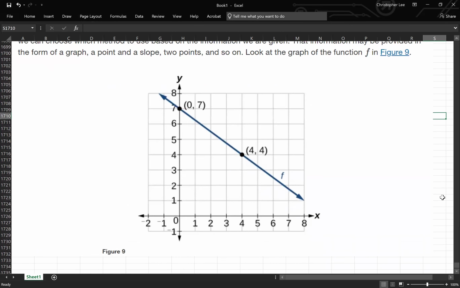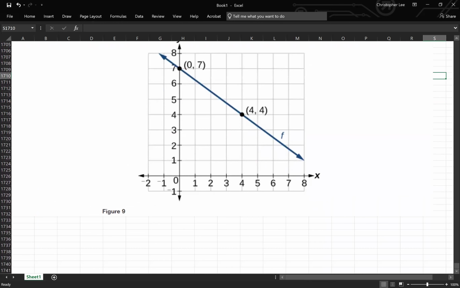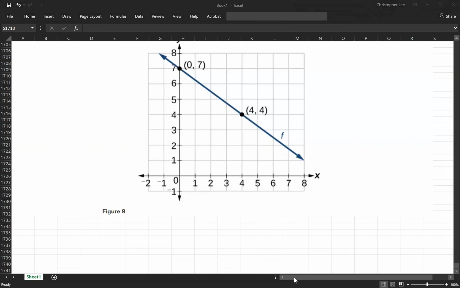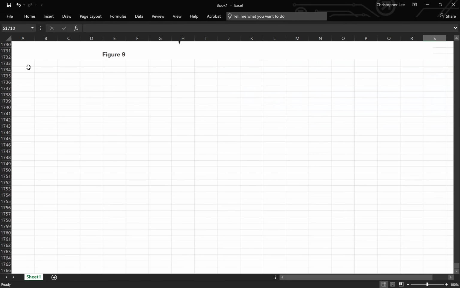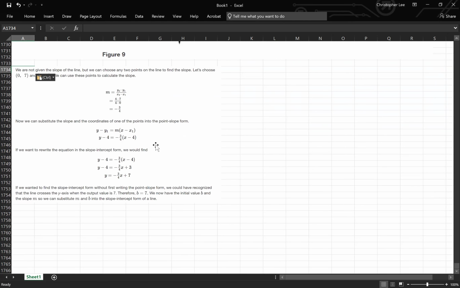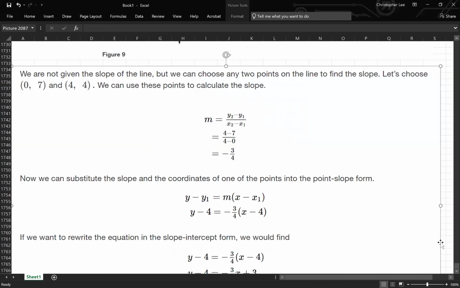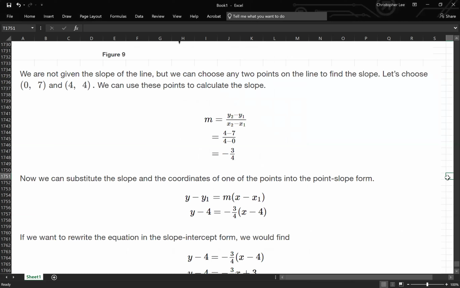All right, let's go through it. Even though y'all know exactly what's going to happen, it's the same thing. We're not given the slope of a line, but we can choose any 2 points on the line to find the slope. Any 2 points, doesn't matter, right?